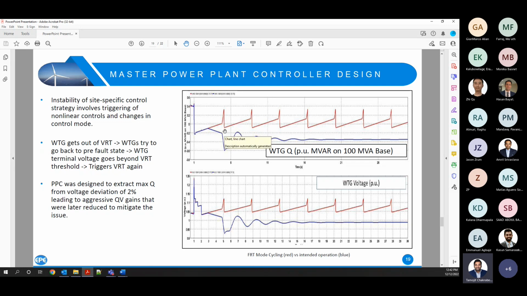try to bring down the reactive power. And then once again, out of VRT, the wind turbine generators go beyond the threshold and it triggers again.